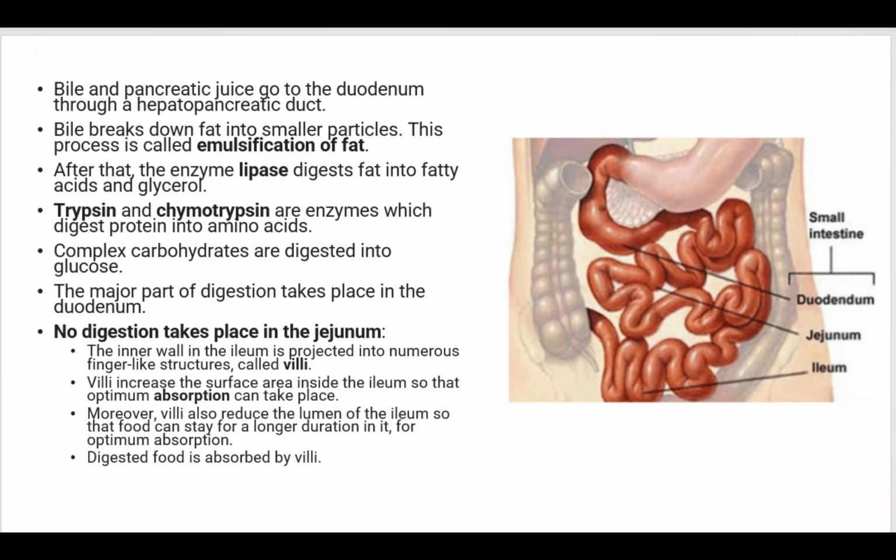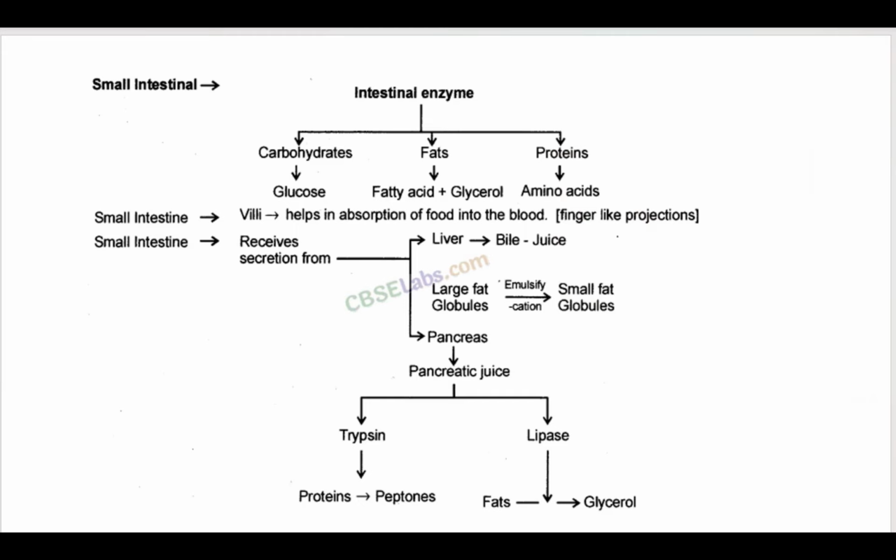Whereas no digestion is going to take place in the jejunum. What the jejunum has is a number of villi, which are finger-like projections, and these increase the surface area, so most of the absorption will take place. More villi will reduce the lumen of the ileum so that the food can stay for a very long time, and there is an optimum amount of digestion that will take place. So that is the job of the jejunum. And when it comes to the ileum, the remaining material is moving into the large intestine.